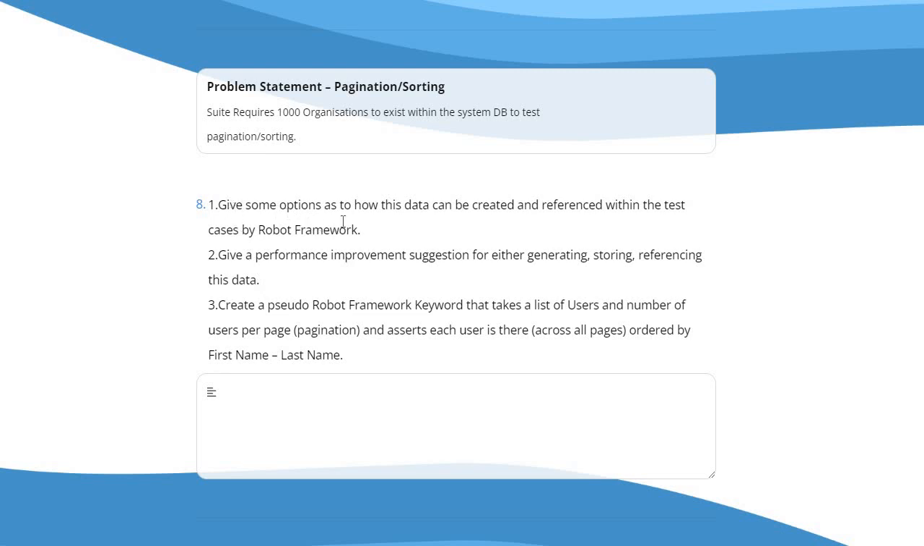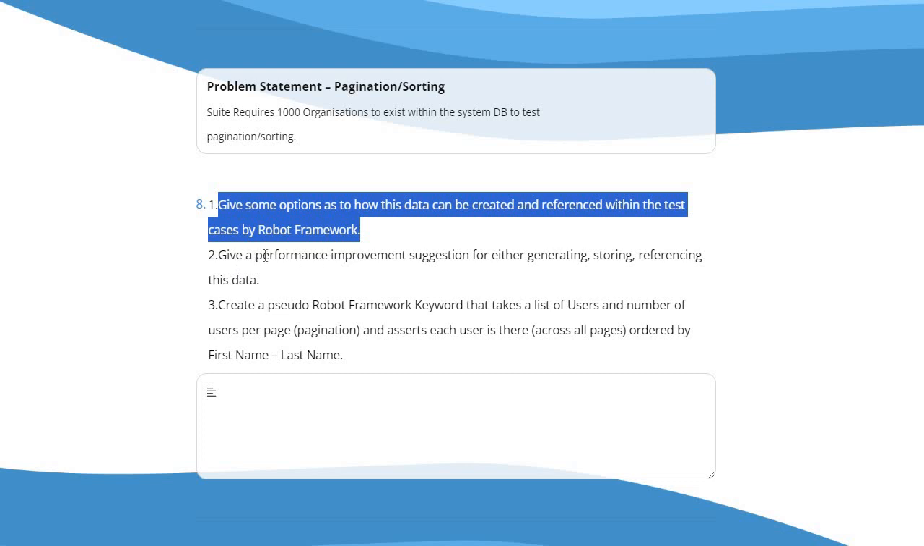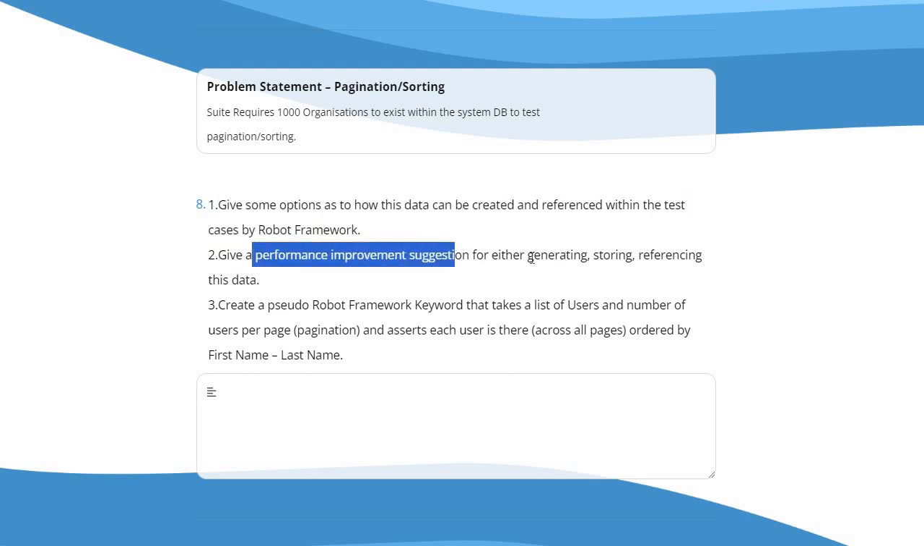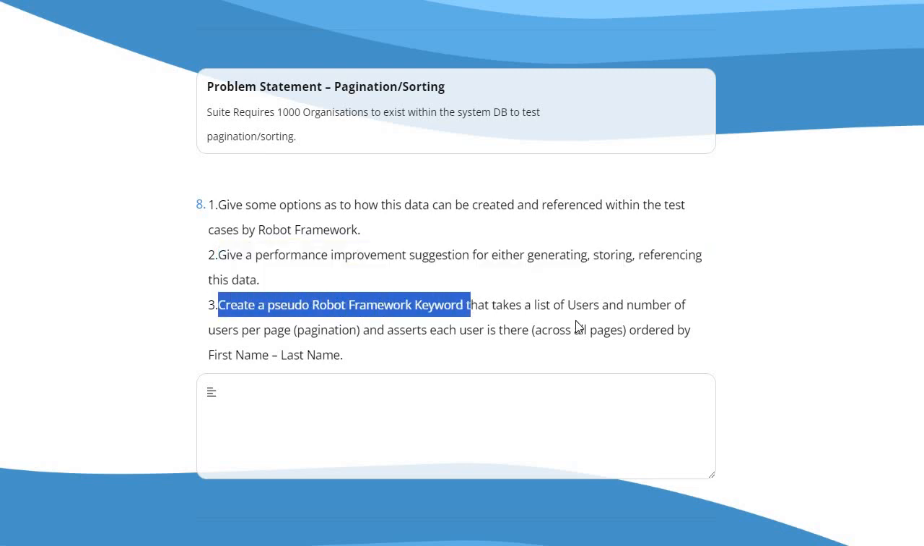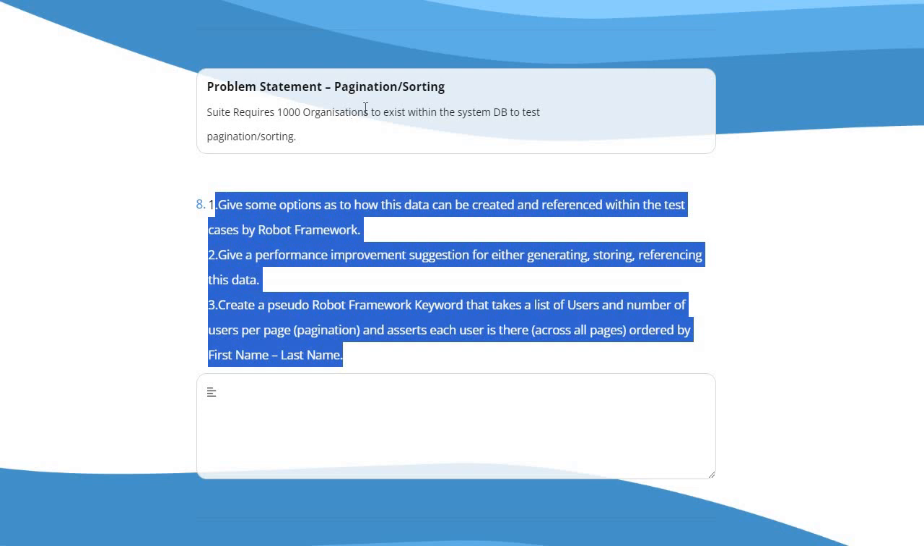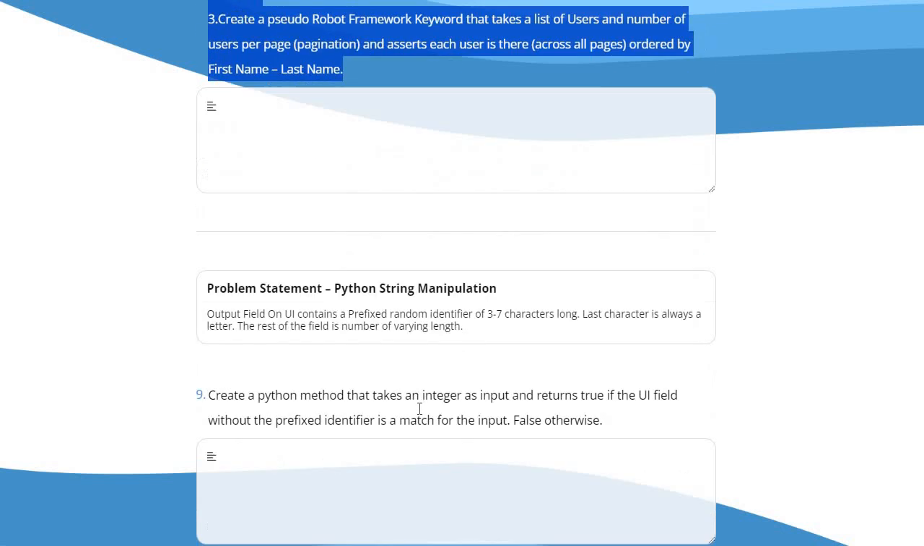First one is to give some options as to how this data can be created and referenced within the test case by Robot Framework, and give performance improvement suggestions for generating, sorting, or referencing the data. Third is to create a piece of Robot Framework keyword code that takes the list of users and the number of users per page, and asserts each user is ordered by first name and last name. These are all three questions which they asked. Based upon pagination, we can write it over here.